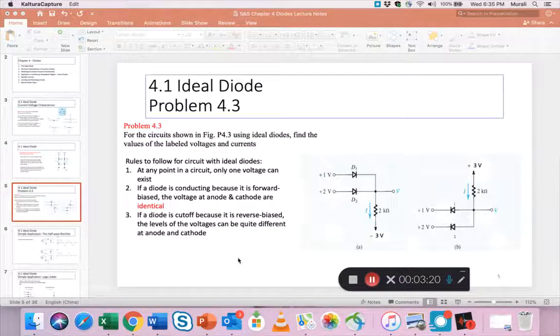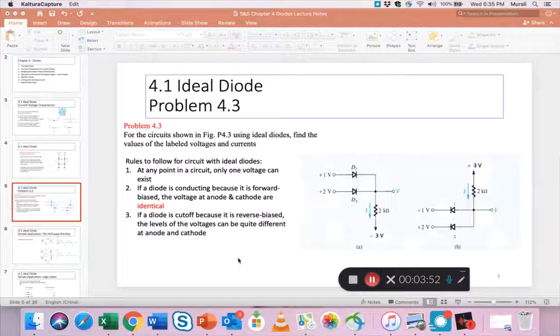For example, reverse bias means the anode is less positive than the cathode, right? So if the anode is at plus 5 volts and the cathode is at plus 6 volts, it's reverse biased. But if the anode is at plus 5 and the cathode is at plus 60, it's still reverse biased. You don't care, it's not going to allow any current to flow through it. So just remember that rule as we look at how to solve these problems.